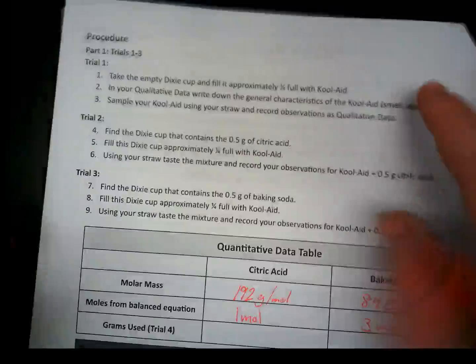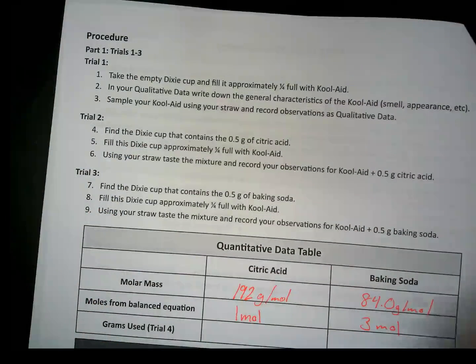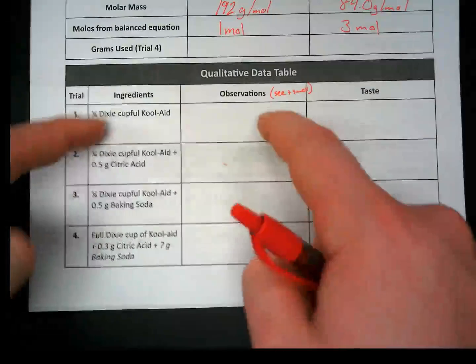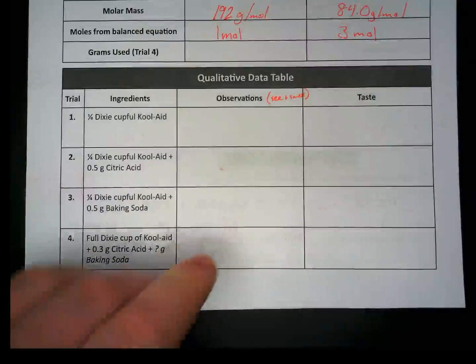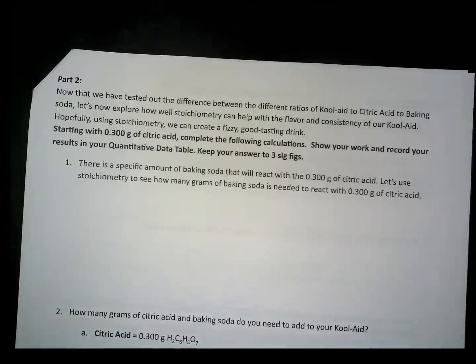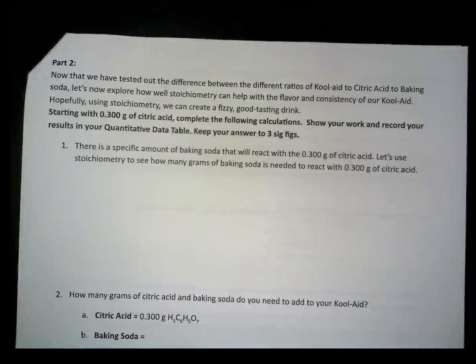Now just notice though, trials 1, 2, and 3 are right here, and those are corresponding also right there. And then number 4 here is again going to be in part 3. So you finish part 1 while you're in the lab, and then part 2 is a little bit of calculation.